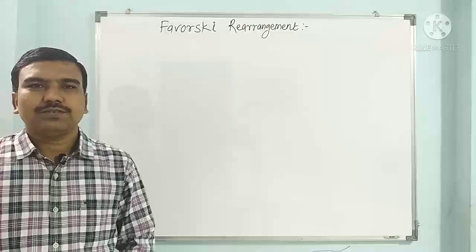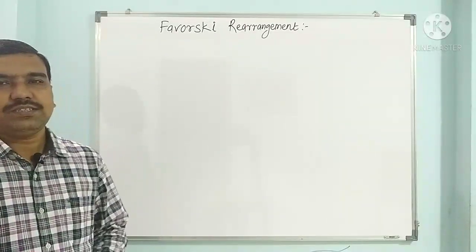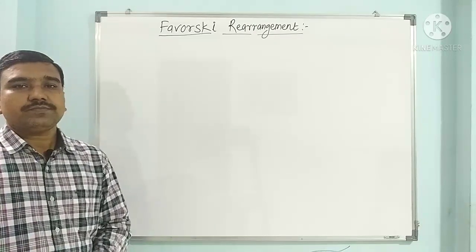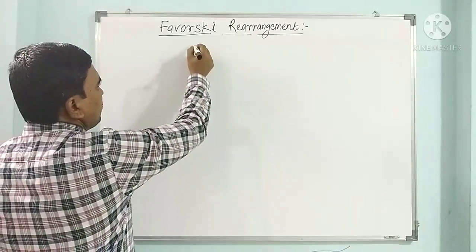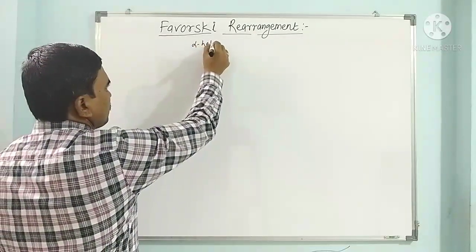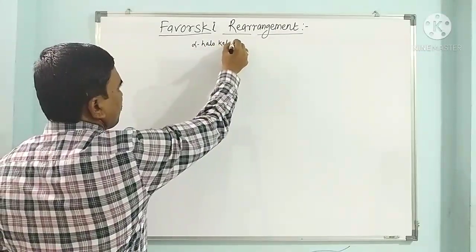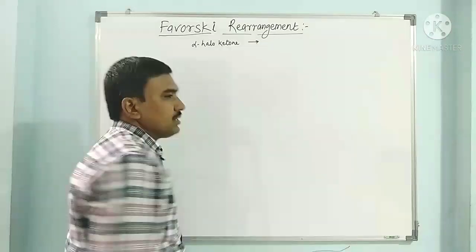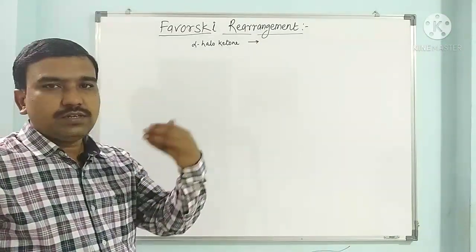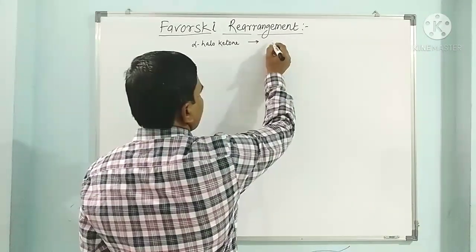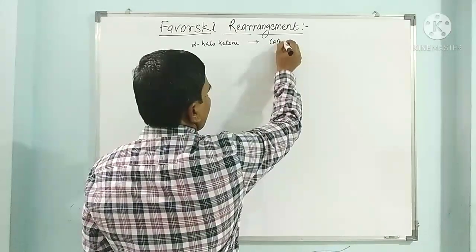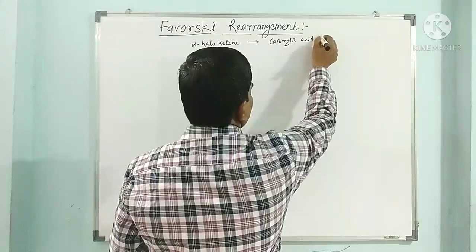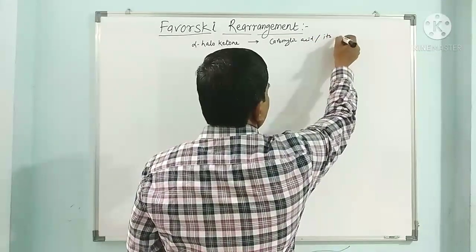Hello friends, today we have to see the next rearrangement, that is the Favorskii rearrangement. The Favorskii rearrangement is the conversion of alpha haloketone to carboxylic acid or derivatives of carboxylic acid, or its derivatives.